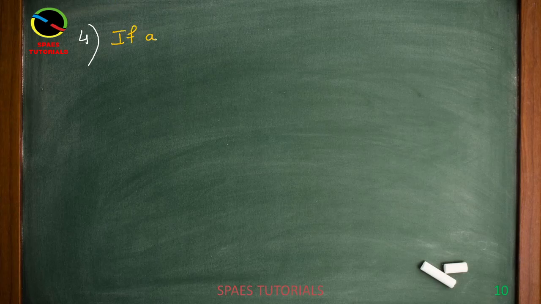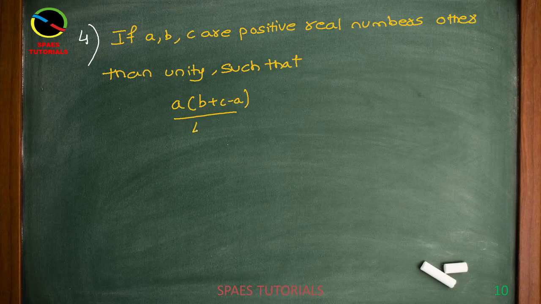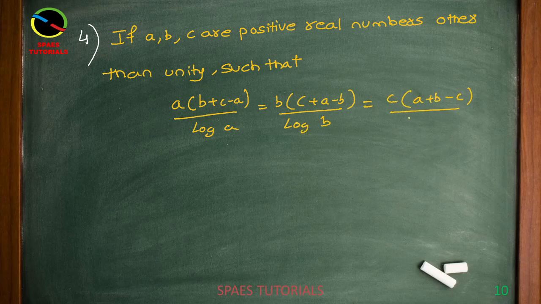If a, b, c are positive real numbers other than unity, such that they are giving some condition for us: a(b + c - a) divided by log a is equal to b(c + a - b) divided by log b is equal to c(a + b - c) divided by log c.